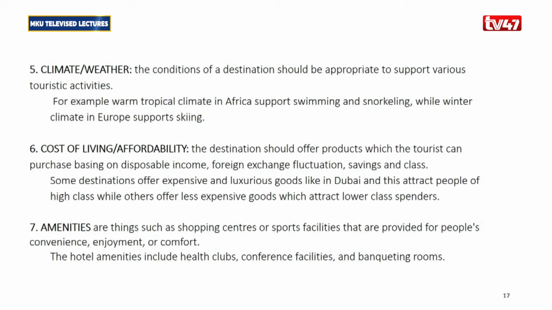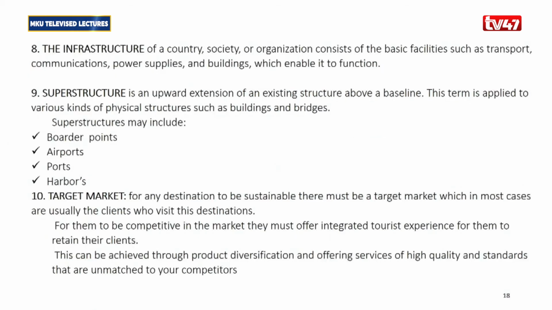What are amenities? Amenities are normally facilities that are given to people so that they can create convenience, enjoyment, as well as comfort. Which are the examples of amenities? Examples of amenities normally include health clubs like the spas and the gyms, conference facilities, banquet rooms, and then I can talk about the presence of libraries and cyber cafes.